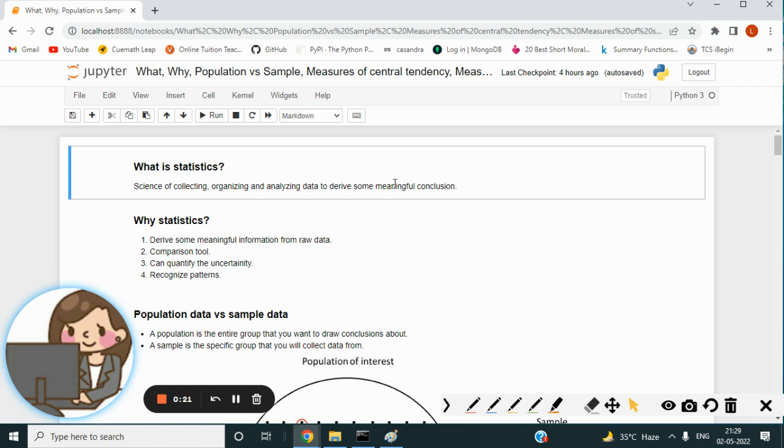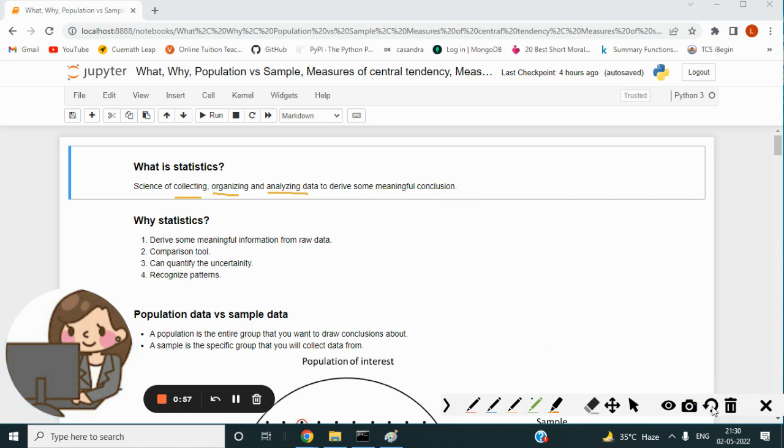Today we'll be doing some basics of statistics, and in further tutorials, we'll be going much deeper into statistics for data science. So, what is statistics? Statistics is a science of collecting, organizing, and analyzing data to derive some meaningful information. It is basically a science of how we can collect data, how we can organize data, how we can analyze data, and how to derive some meaningful conclusion.